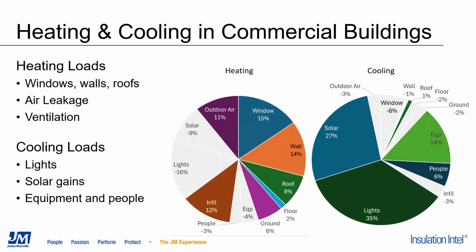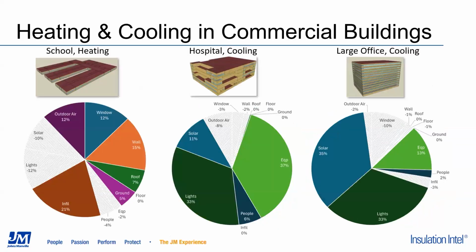On the cooling side, we see right away lighting and solar gains really drive how much air conditioning our commercial buildings need, followed by things like equipment and people. Those things aren't too surprising, but again, good to acknowledge how big those are. But what's important, this is all commercial buildings lumped together. If we dig in even just a little and look at a few different building types, now we see all kinds of differences that really steer us in different directions for saving energy.